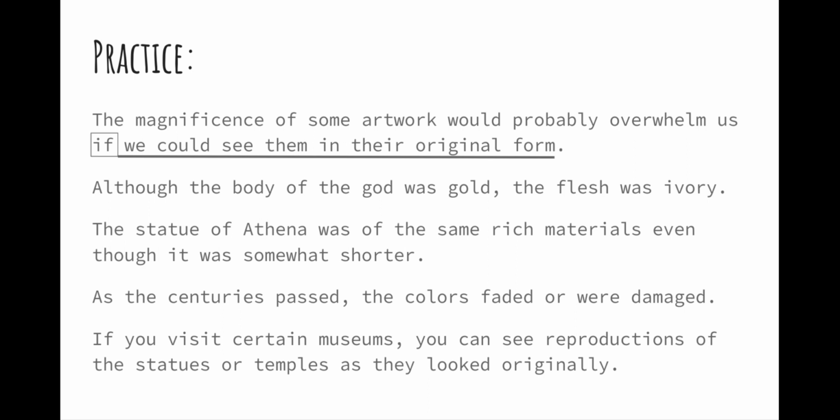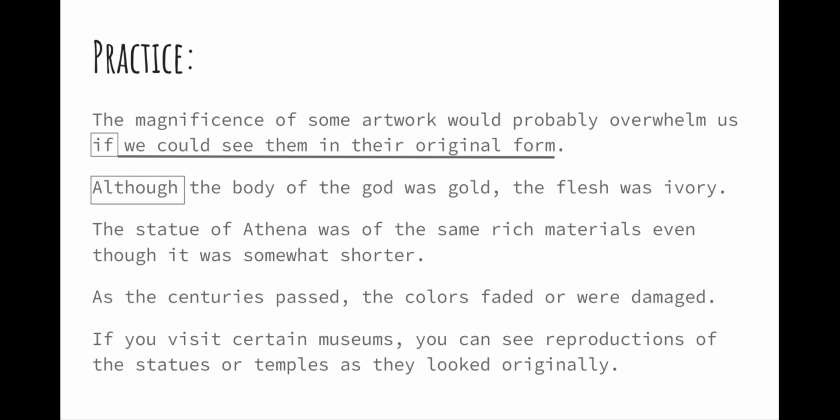All right, let's look at the second one. Although the body of the god was gold, the flesh was ivory. So what subordinate conjunction do you see there? Hopefully you said although. Now notice this one comes at the beginning of the sentence, but it is working in the same way. Although the body of the god was gold is a dependent clause, and although is connecting it to the flesh was ivory. You have to have that word although there. The flesh was ivory is the independent clause because it could stand alone. You don't actually need the rest of the sentence to make it make sense.